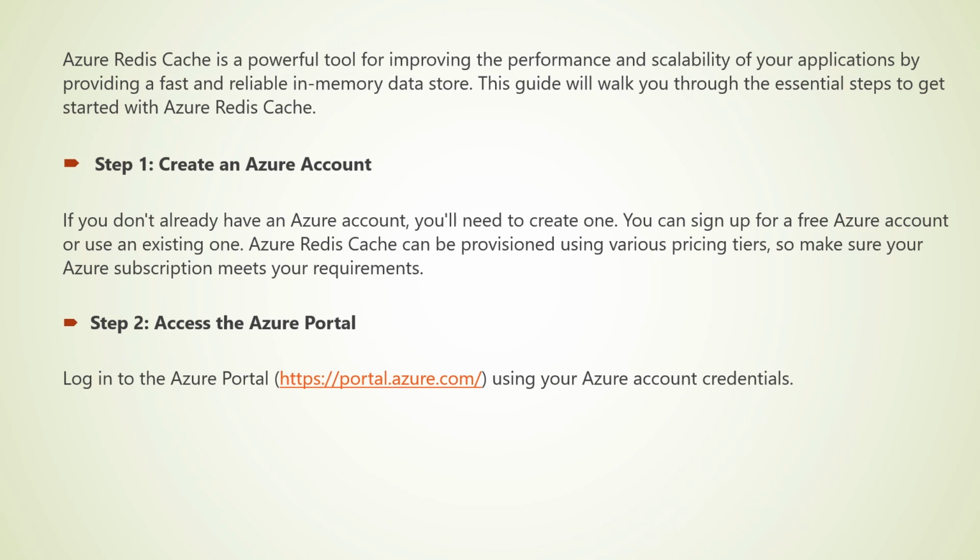Step 1: Create an Azure account. If you don't already have an Azure account, you'll need to create one. You can sign up for a free Azure account or use an existing one. Azure Redis Cache can be provisioned using various pricing tiers, so make sure your Azure subscription meets your requirements. Step 2: Access the Azure portal. Log into the Azure portal using your Azure account credentials.